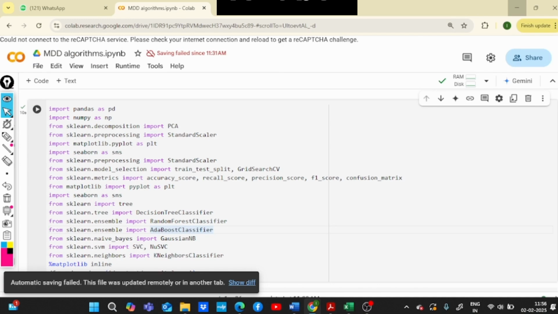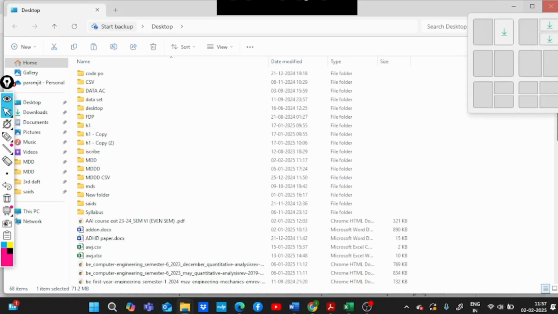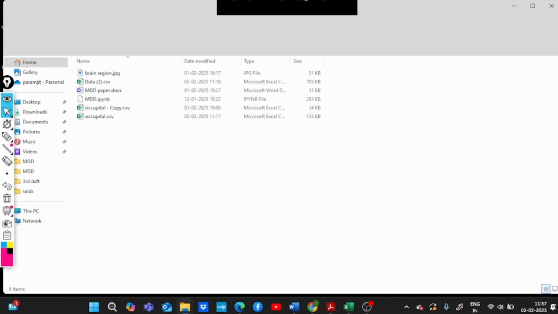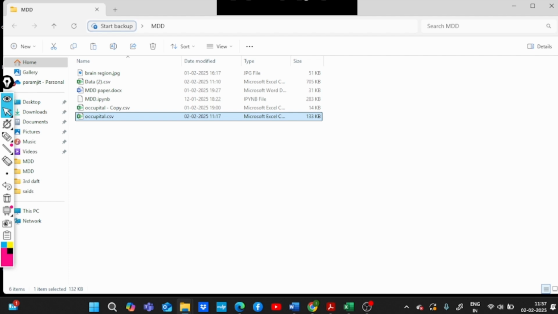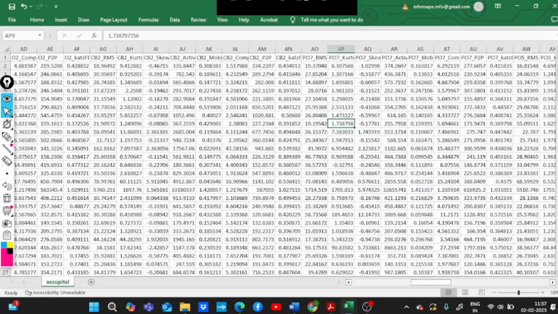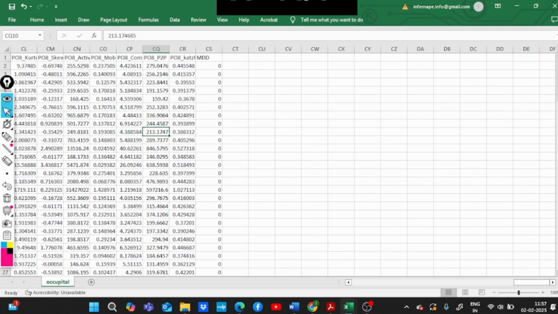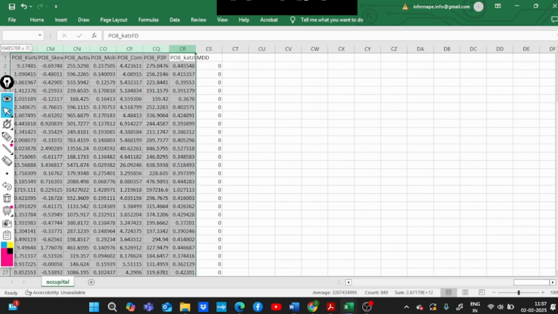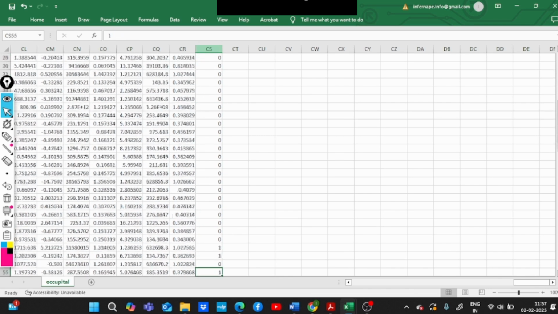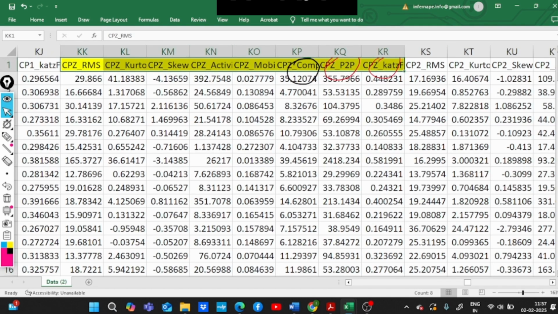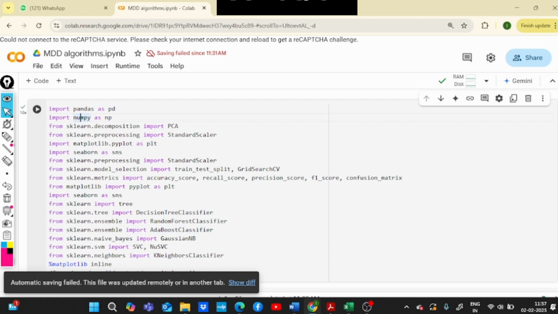I had saved it over here. Then I got this occipital Excel sheet or .csv file, in which only the electrodes of the occipital lobe are there. So the number of features got reduced. These are all the features or inputs of the occipital lobe, and this is the output, MDD. Now I have taken this sheet as my data sheet, only for the occipital lobe, as my input in this Google Colab.